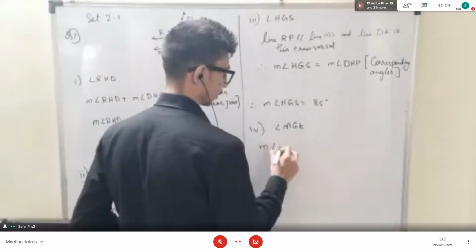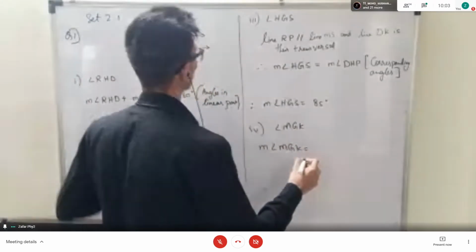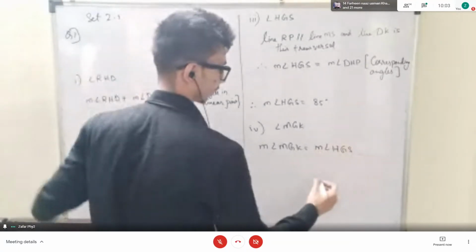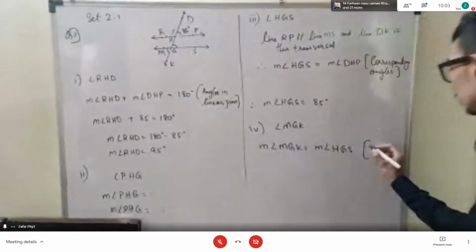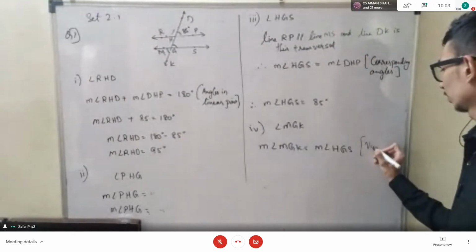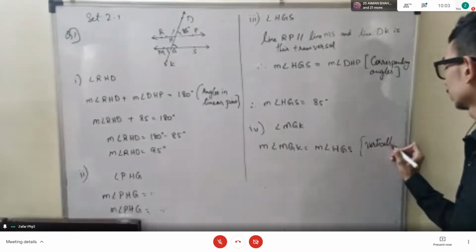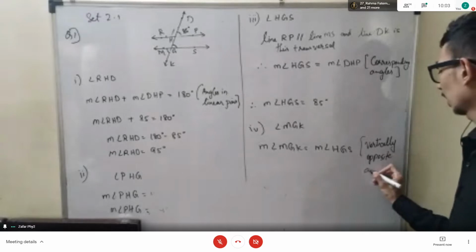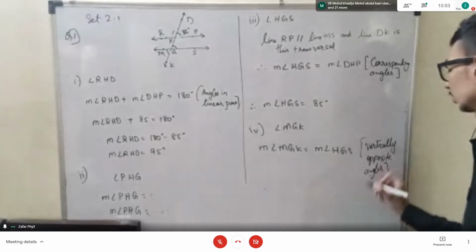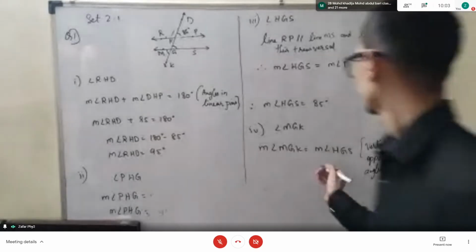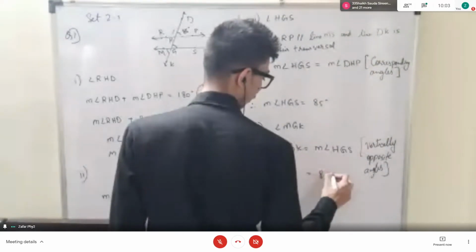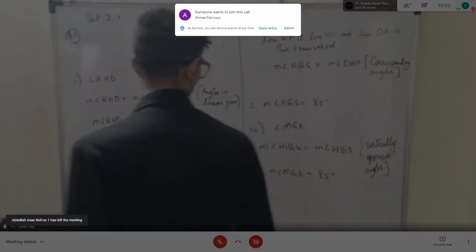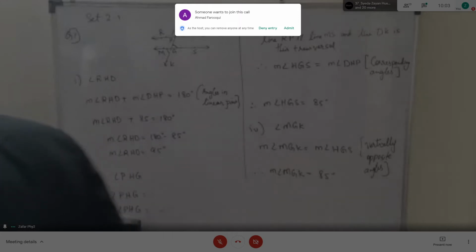Measure of angle MGK is equal to measure of angle HGS, and the reason is vertically opposite angles. Okay, and answer is 85. Is it clear to you? Write in the chat.